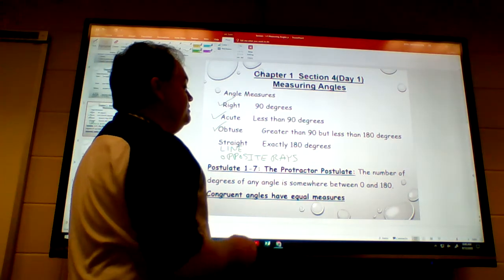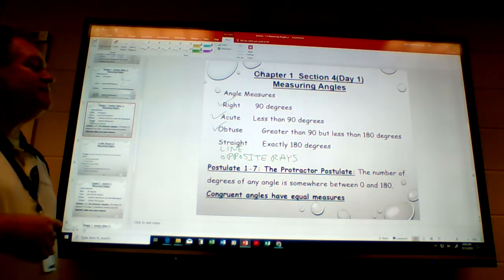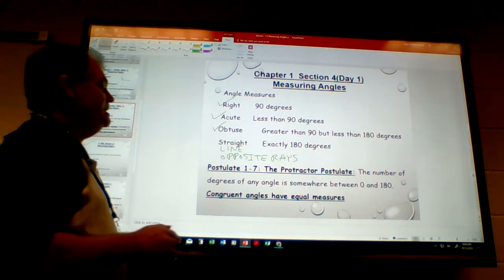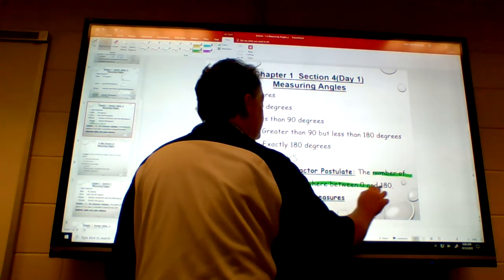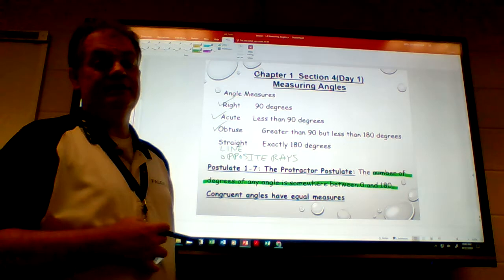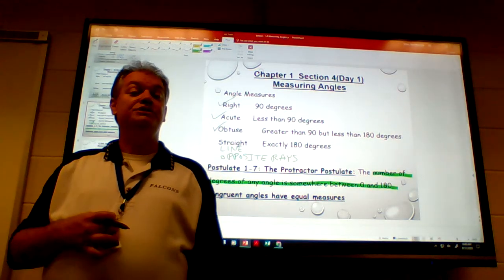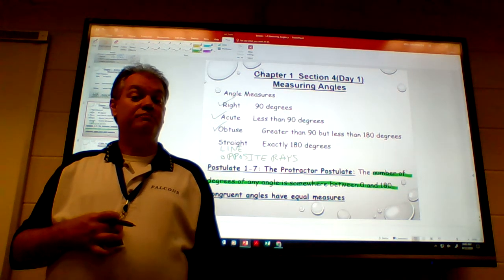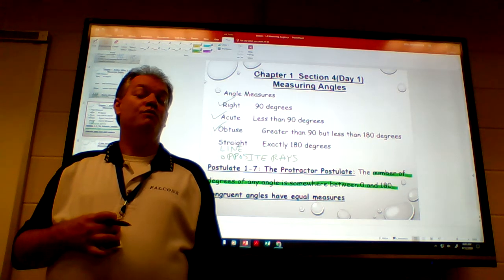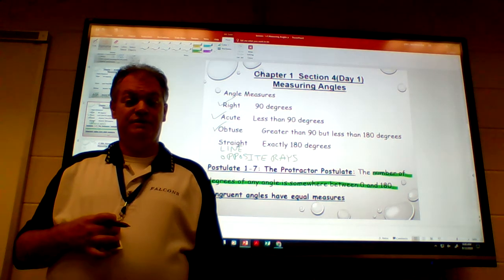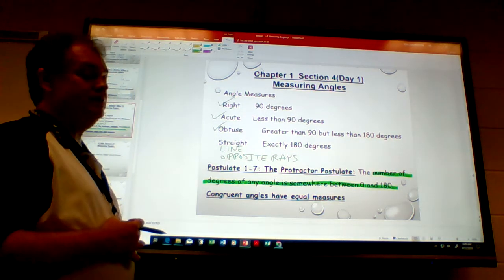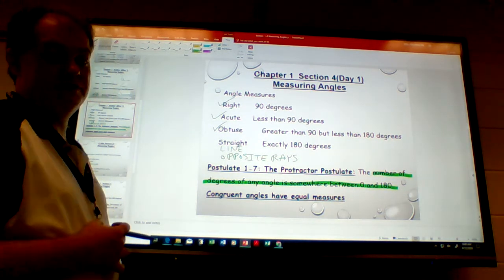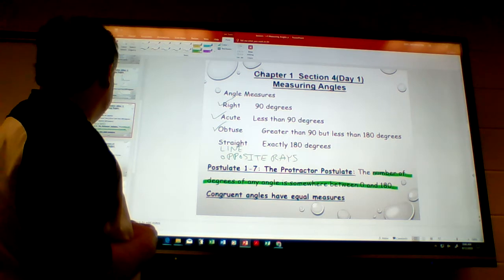Now, one thing I do want to mention is postulate 1.7, the protractor postulate. It says the number of degrees of any angle is somewhere between 0 and 180 degrees. Sometime in a later lesson, I'll show you how to measure on a protractor, and then you'll see just exactly what I mean. And congruent angles have equal measures. Just a couple things you need to know.